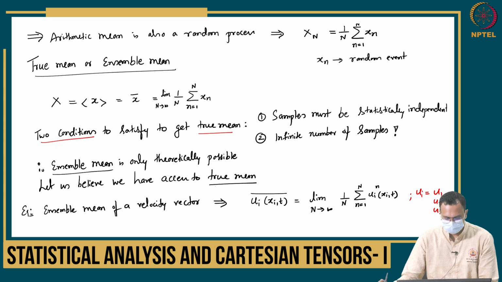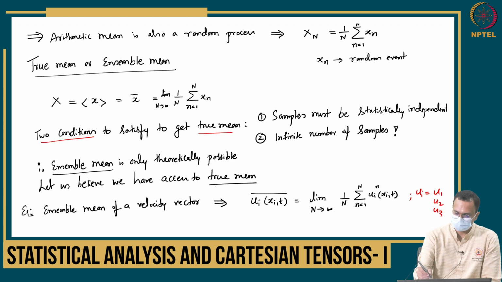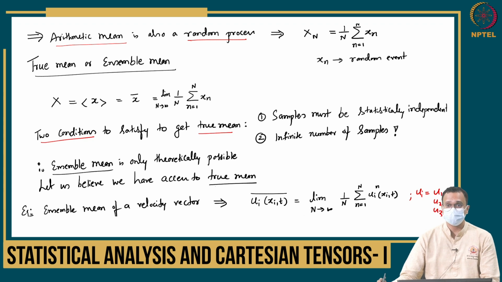So in the last class, just to recollect, we saw that the arithmetic mean that we are going to use in reality when we work with data is also a random process, right? So we saw that the arithmetic mean is a random process, and therefore we cannot work with the arithmetic mean. The objective is to separate turbulence from the statistical mean, and therefore to study them.